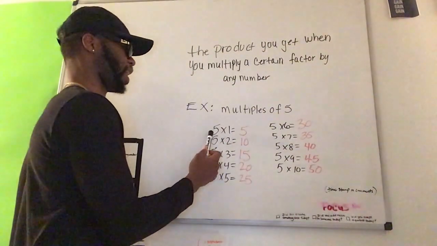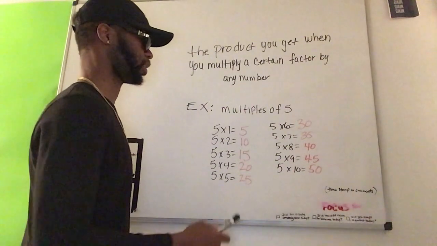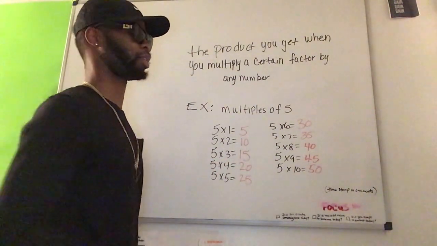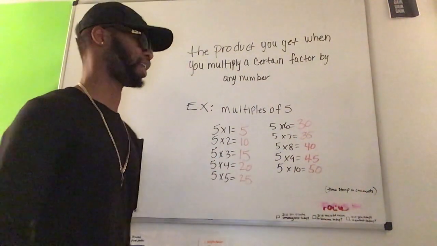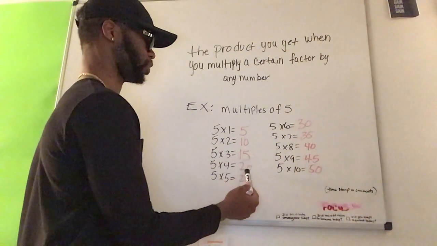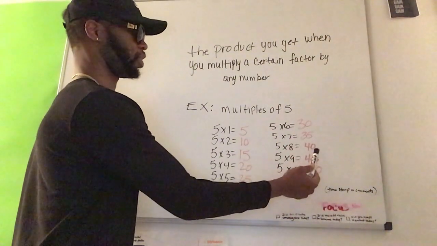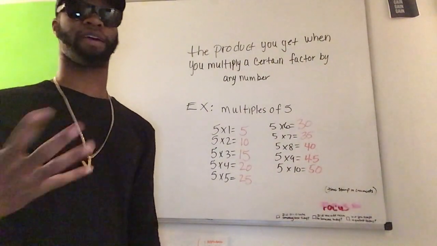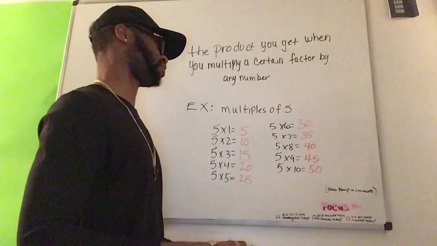So for example, I have 5 times 1 equals 5, right? The product is 5, so 5 is a multiple of 5. 5, 10, 15, 20, 25, 30, 35, 40, 45, 50. I just count by 5s, and whatever those products are, those are the multiples of 5, right?